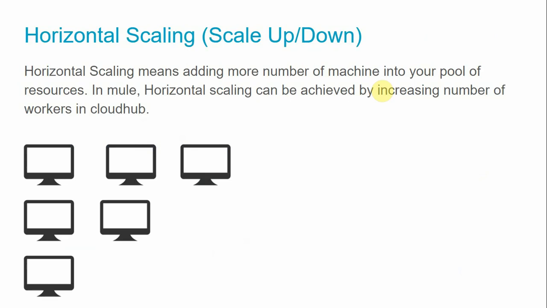So what is scale up? Scale up means you are increasing your machines from 1 to 2, 2 to 3. And what is scale down? In that case, you are reducing the number of machines in your pool of resources. Basically, you have three machines, and you see that your resources are underutilized, so you scale down to 2 or to 1. So that is what horizontal scaling means.